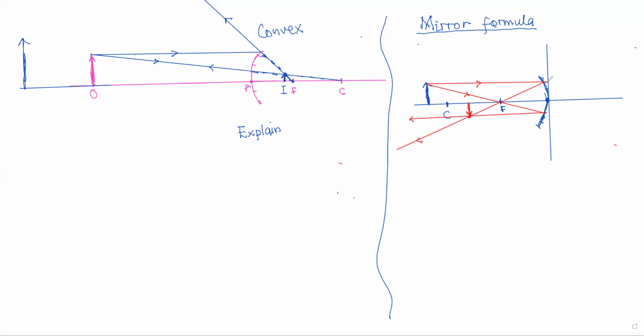Now, the distance from the mirror to the object is the object distance U. The distance from the mirror to the image is the image distance V. The distance from the mirror to the principal focus is the focal length F.